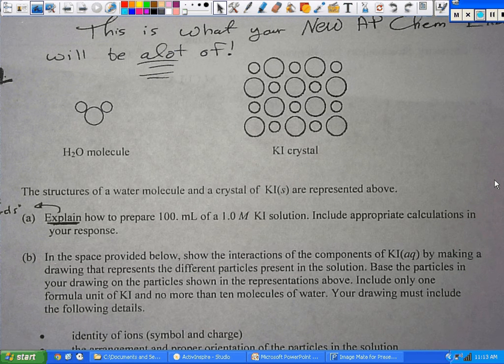Now, if you will notice, what I wrote on this is very important, because this is going to be a lot of what's on the new version of the AP exam. So you have to go through this to be able to figure out what you're going to be looking for.